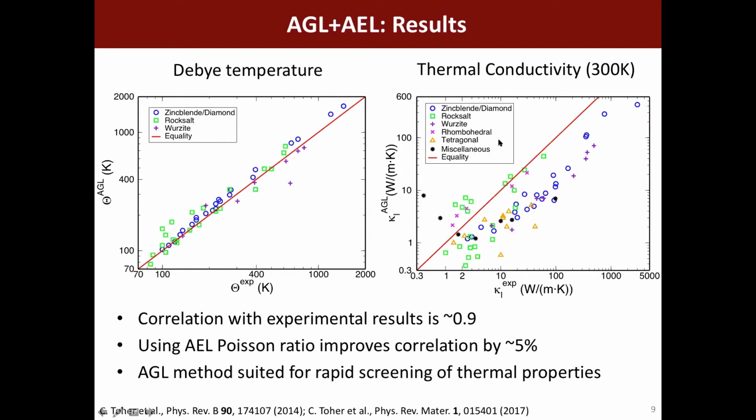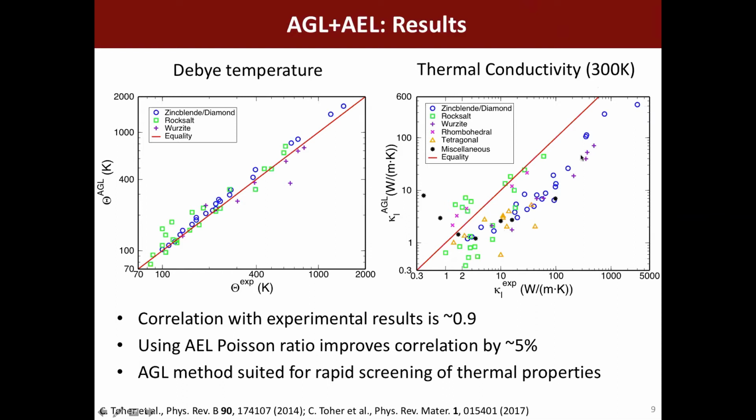On the right, we have the lattice thermal conductivity. So we estimate this at 300K and compare it to experiment. You see that in general, we actually get a reasonably good trend for this. However, you can see that we have a general tendency to underestimate. So here are the experimental values. The experimental values tend to be higher than the corresponding calculated values. This is because the method tends to overestimate the Grüneisen parameter. This is what we found.